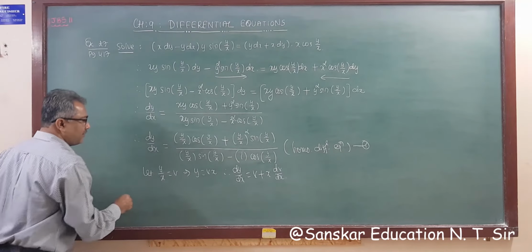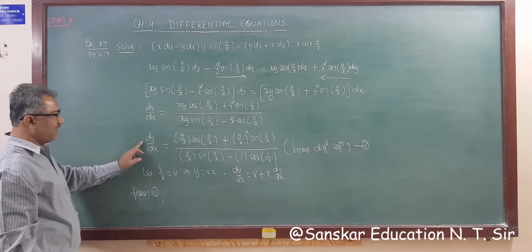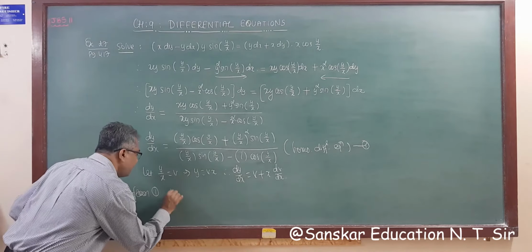So from 1 we get dy by dx is v plus x dv by dx is equal to, this is v cos v plus v square sin v, whole upon, be careful, v sin v minus cos v. मेरी गलती हो जाए तो कोई बताने वाला नहीं है, right?